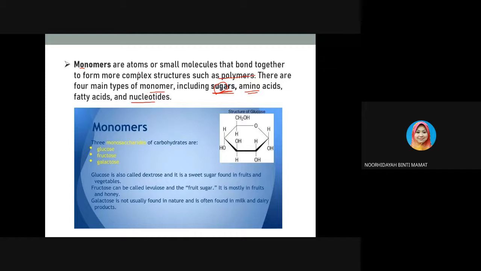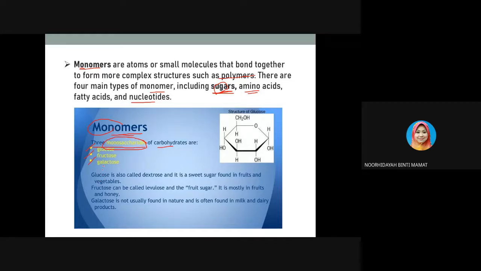So monomers are the atoms or small molecules that bond together. A monomer is only one atom or small molecule. The monomer of carbohydrates refers to the monosaccharides, which have only one unit. The monosaccharides are glucose, fructose, and also galactose.